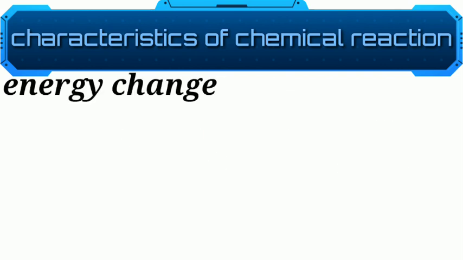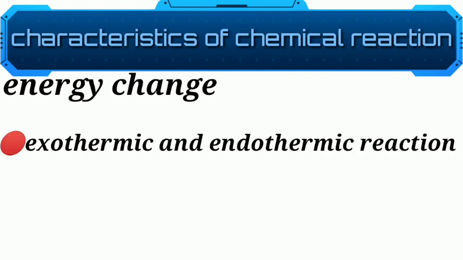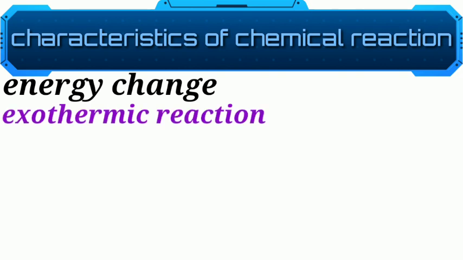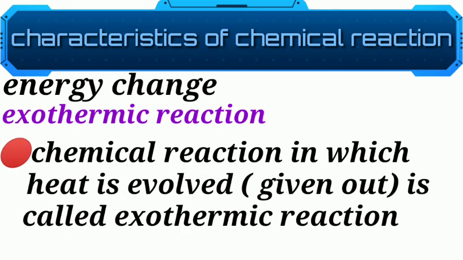The energy change. In some chemical reactions, energy is either absorbed or released. On the basis of absorption or release of energy, there are two types of chemical reactions: exothermic and endothermic. Exothermic reaction: a chemical reaction in which heat is given out is called an exothermic reaction.